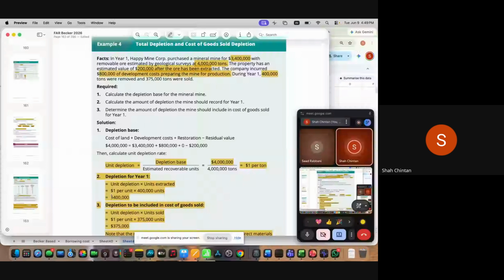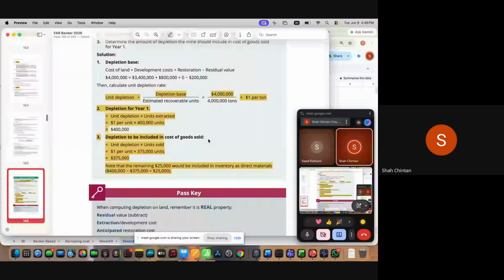So during year one, the company has extracted, sorry, 400k units. So for the first year, my output is 400k. So what is the depletion or depreciation I should charge? 400 into 1, which is 400,000. So what is the depletion for the first year?